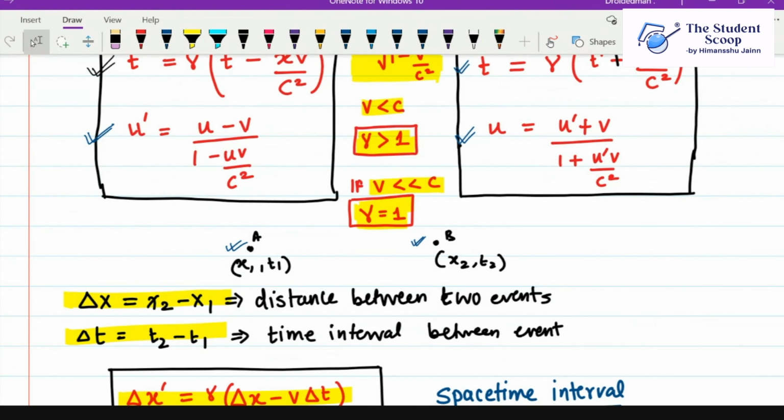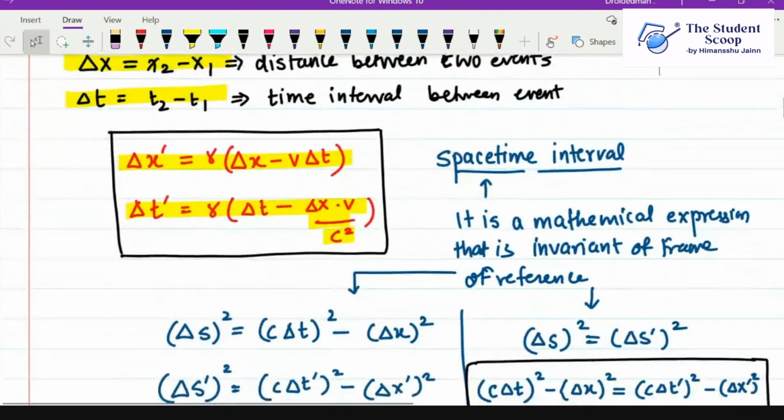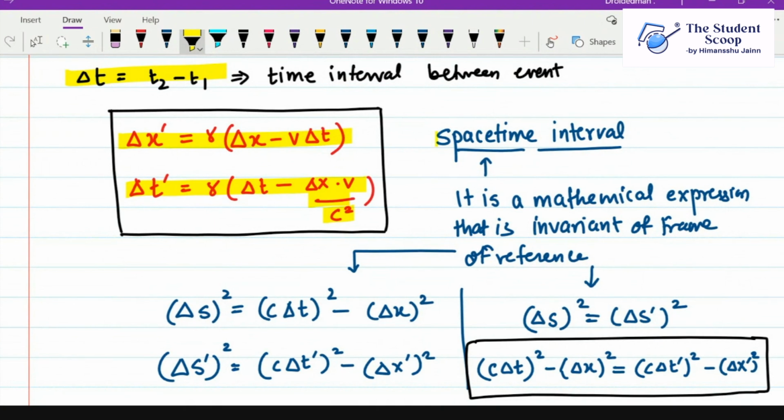distances and time intervals. The space-time interval is a very special quantity. It is a mathematical expression that is invariant in any frame of reference. What do we mean by invariant? Invariant means that if we calculate this quantity for one frame, that quantity will remain the same in another frame as well. So what is this quantity? This is delta S square, the space-time interval.